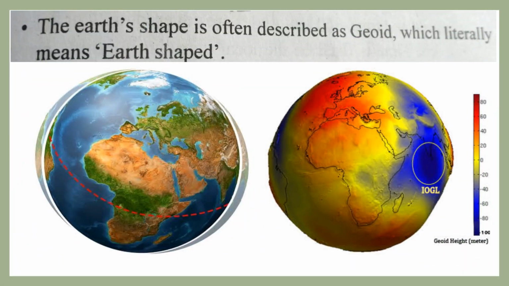The shape of the earth. Here, the earth's shape is often described as geoid, which literally means earth shaped, or oblate spheroid. The earth is flattened at the poles and bulges at the equator. Bulges in the sense it bulges outwards, lumps at the equator.